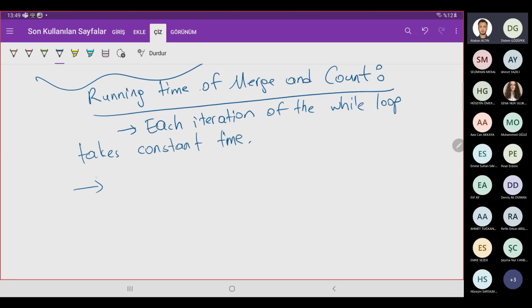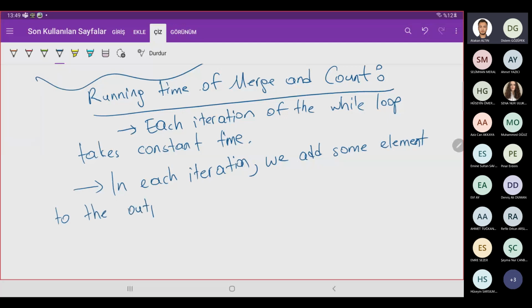In each iteration, we add some element to the output that will never be seen again.